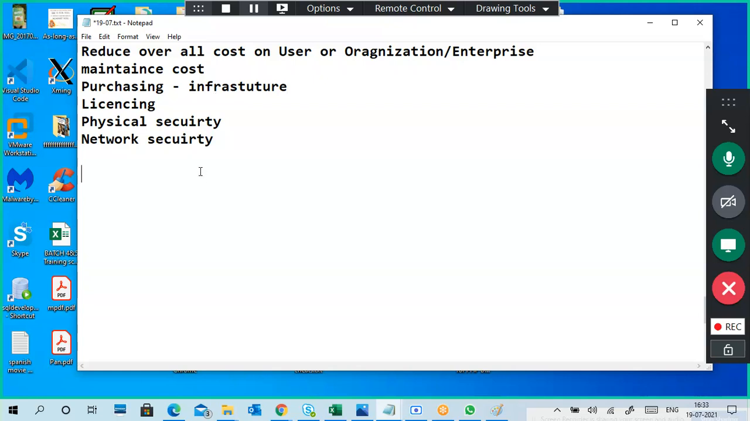Next, one more advantage or feature. This second one is an important feature of cloud: it is pay as you go. Pay as you go means you pay for how much you are utilizing. For example, are you utilizing a virtual machine? You are accessing only one virtual machine.